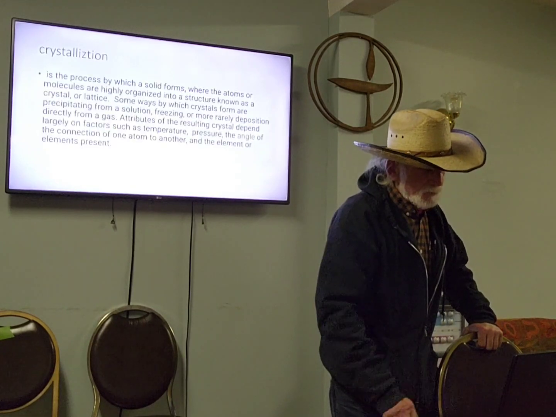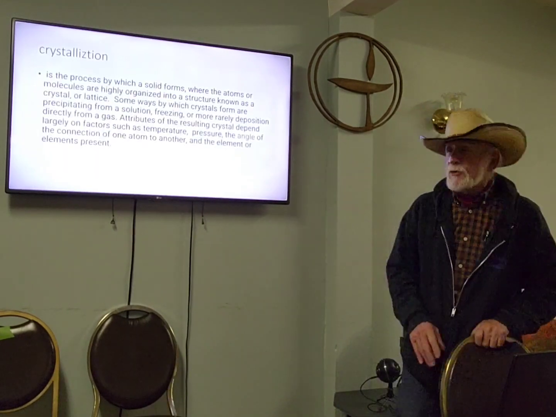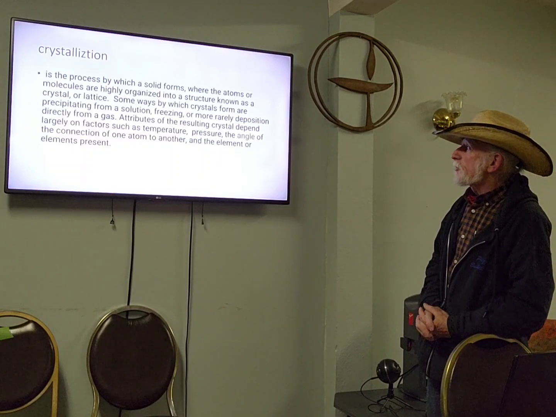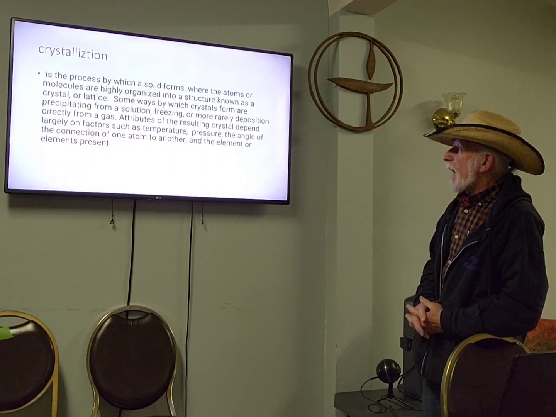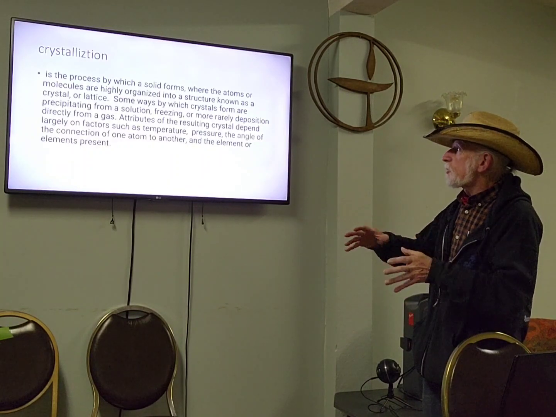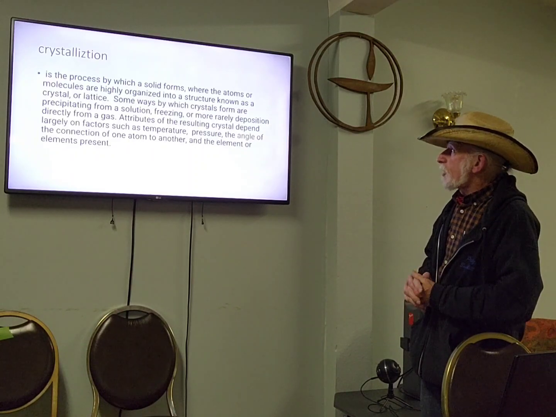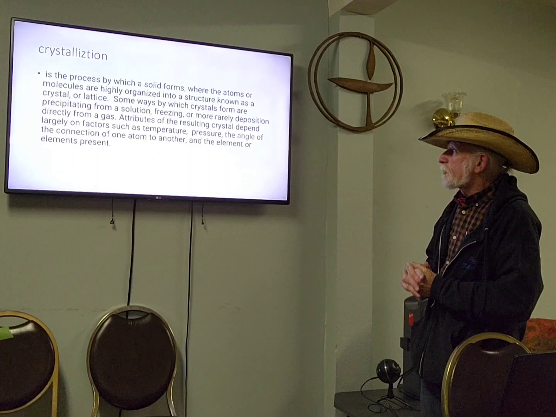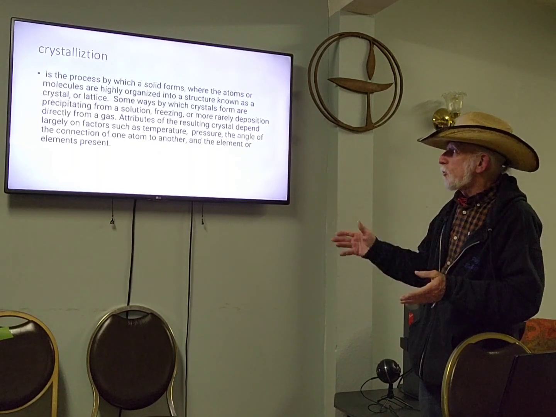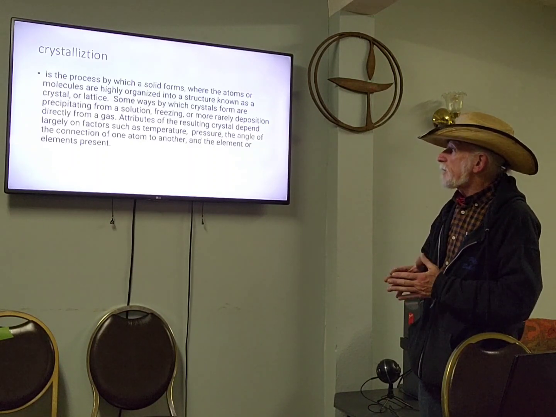Okay, so that's why I named this another tool, because we're always using different things to identify crystals and what the chemistry is. Okay. Definition: crystallization. Process in which a solid forms where the atoms or molecules are highly organized into a structure known as a crystal or crystal lattice. And some ways by which crystals form are by precipitating from a solution, freezing, or more rarely, deposition directly from a gas.